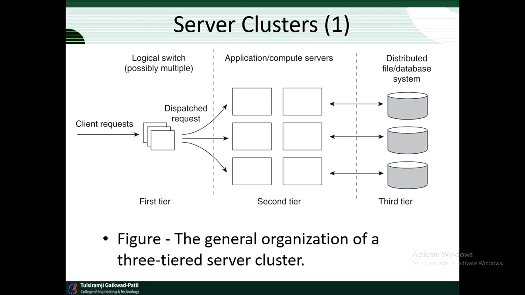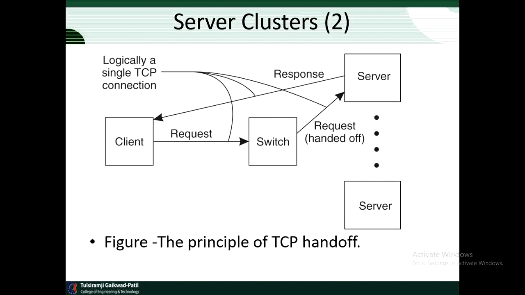This brings us to the third tier, which consists of the data processing servers, notably file and database servers. Again, depending on the usage of the server cluster, these servers may be running on specialized machines configured for high-speed disk access and having large server-side data caches. So this is about the server cluster. It is divided into 3 tiers, and accordingly the work is to be done.